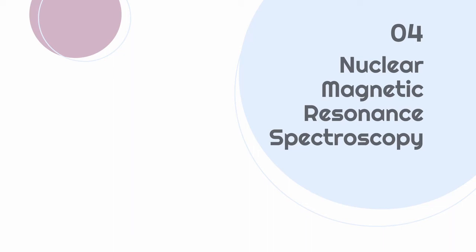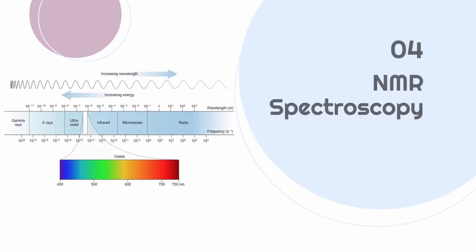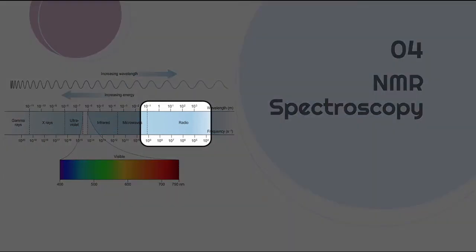NMR spectroscopy is the fourth part of the course. So, a formal welcome to nuclear magnetic resonance spectroscopy, popularly known as NMR spectroscopy, and in the electromagnetic spectrum it corresponds to the radio frequencies.